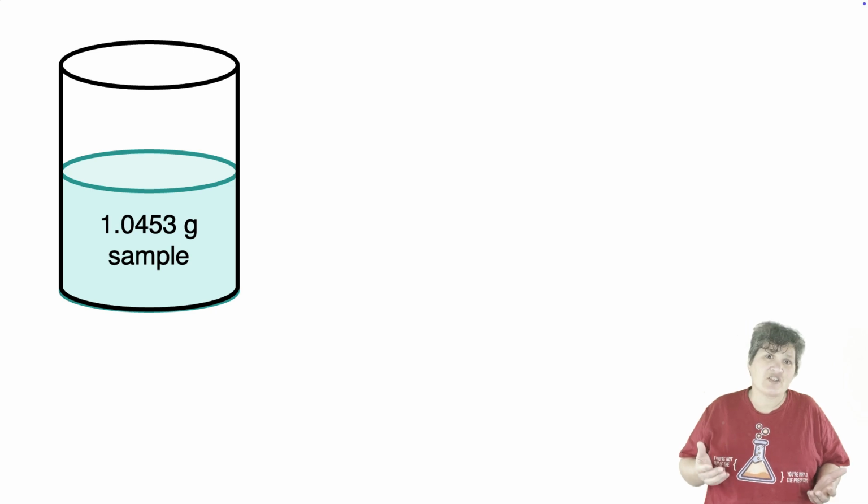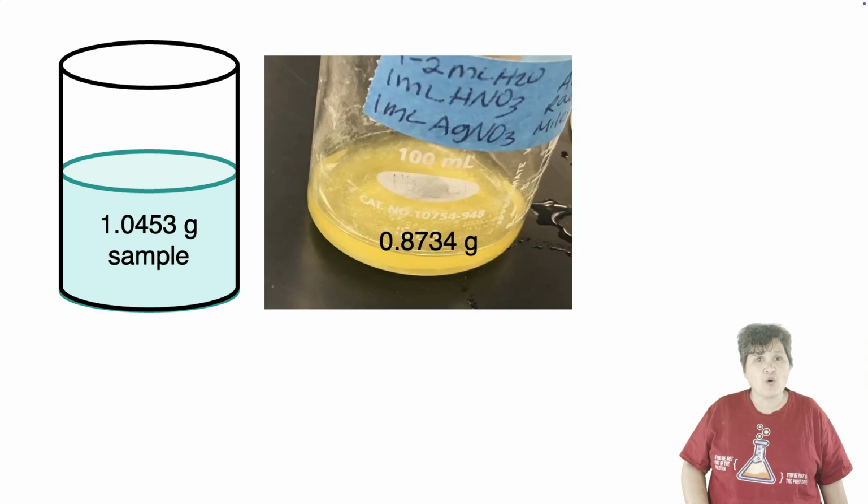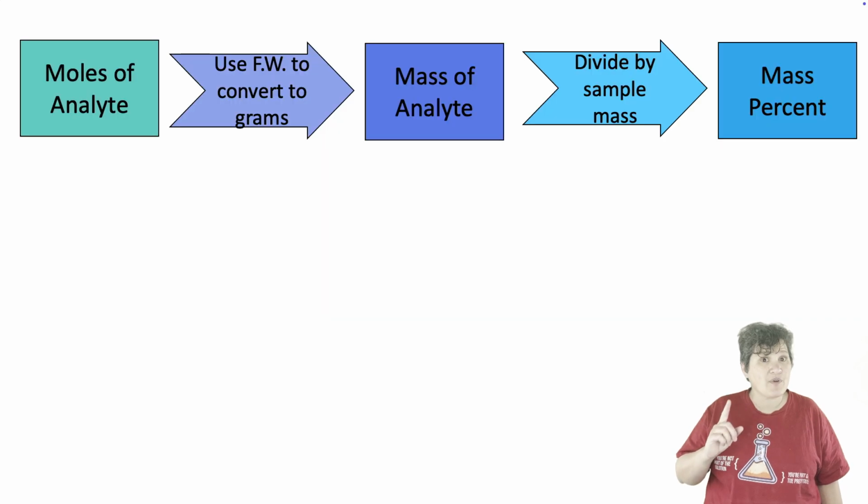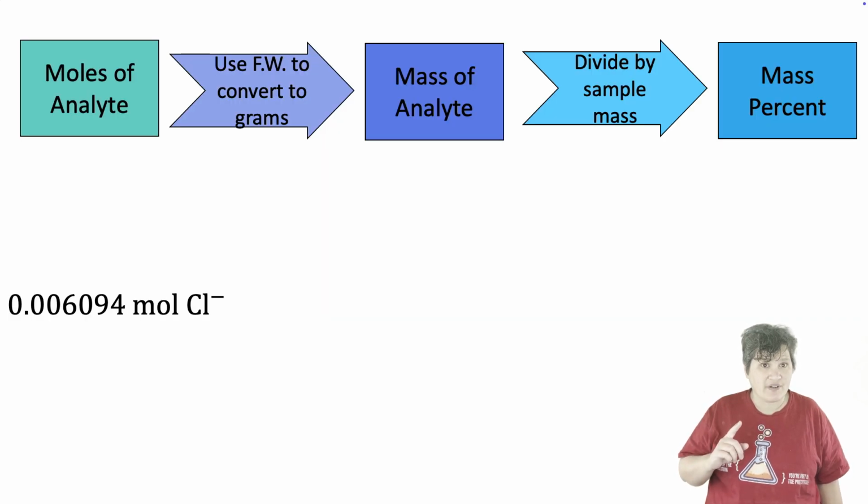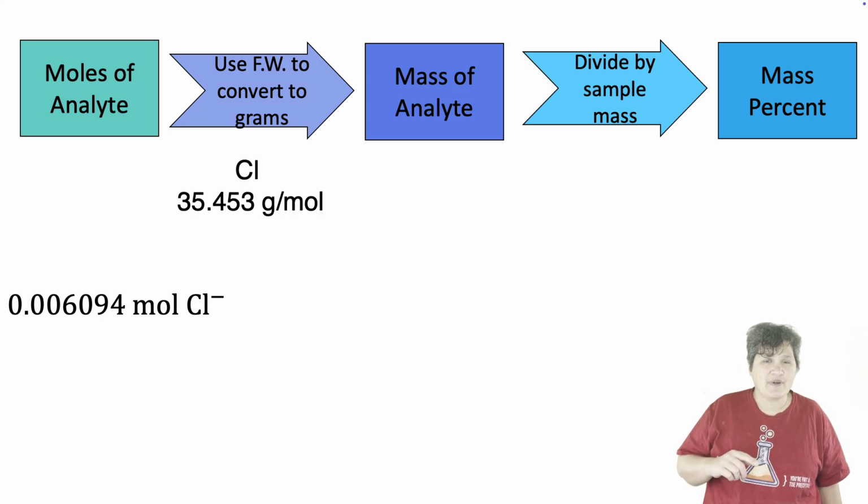Let's say you were given a solid sample and you weighed out 1.0453 grams of sample and dissolved it in water. Only then did you add the silver nitrate that reacts to form 0.8734 grams of precipitate. Remember that there were 0.006094 moles of chloride in your original sample, so now you'll use the formula weight of chloride to convert that to grams of chloride.